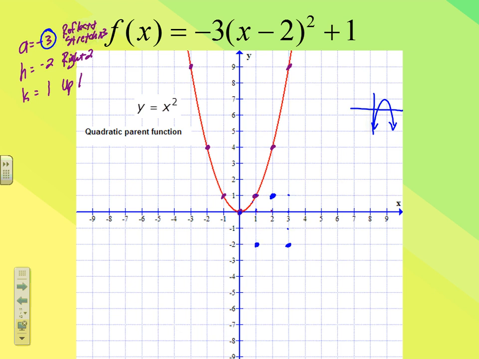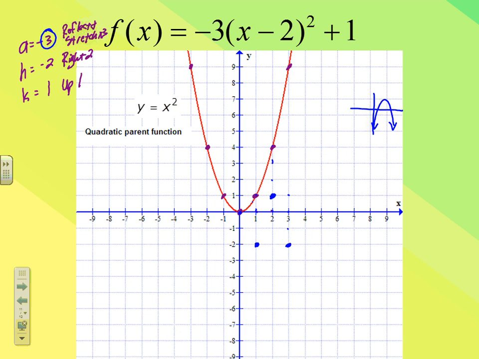Now, let's try another point. On the original function, if I went to the right 1, 2 times, I would go up 1, 2, 3, 4 times. Well, the translation says it has to be 3 times as large. So instead of going up 4 times, now I'm going to have a vertical stretch of 12 spaces instead of 4, because 3 times 4 is 12.